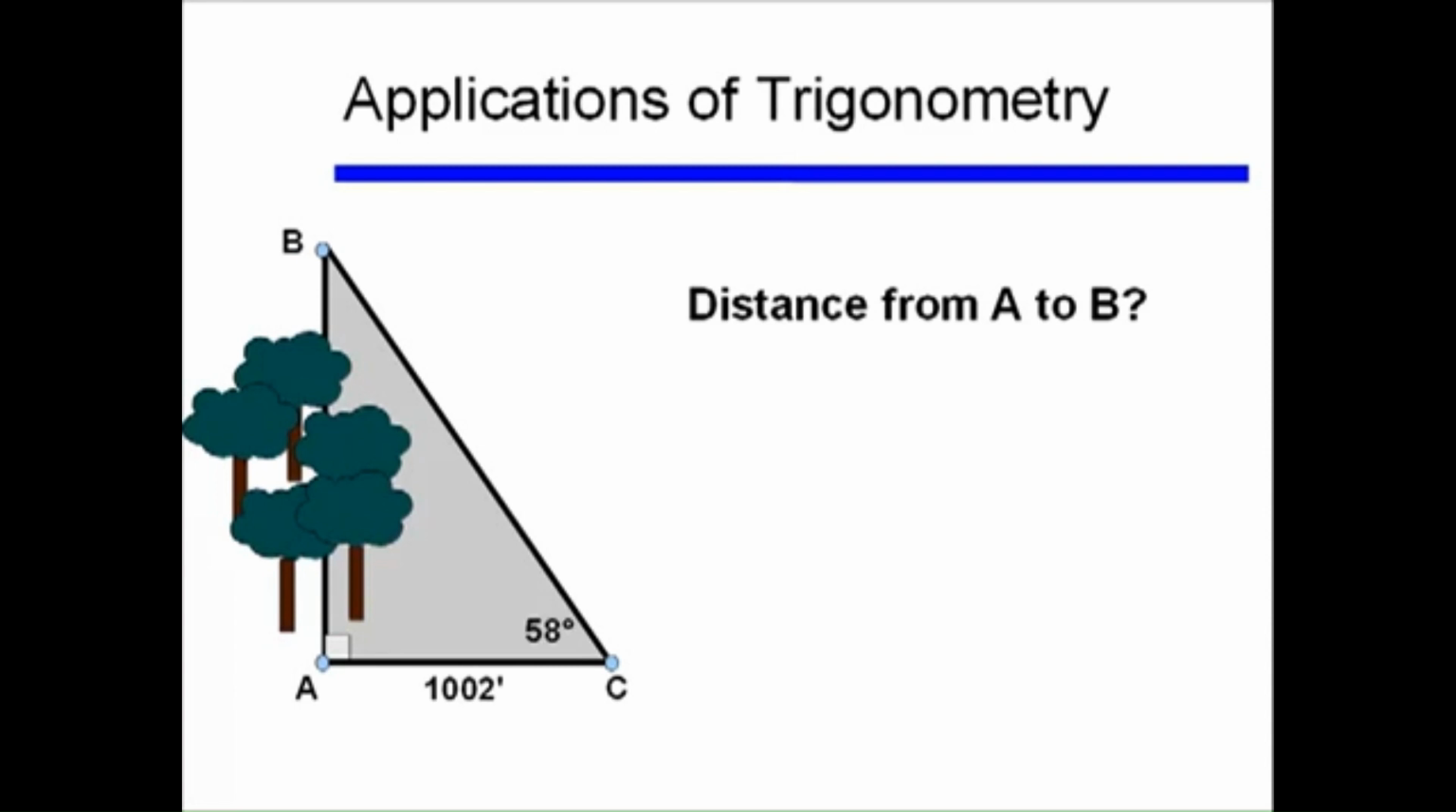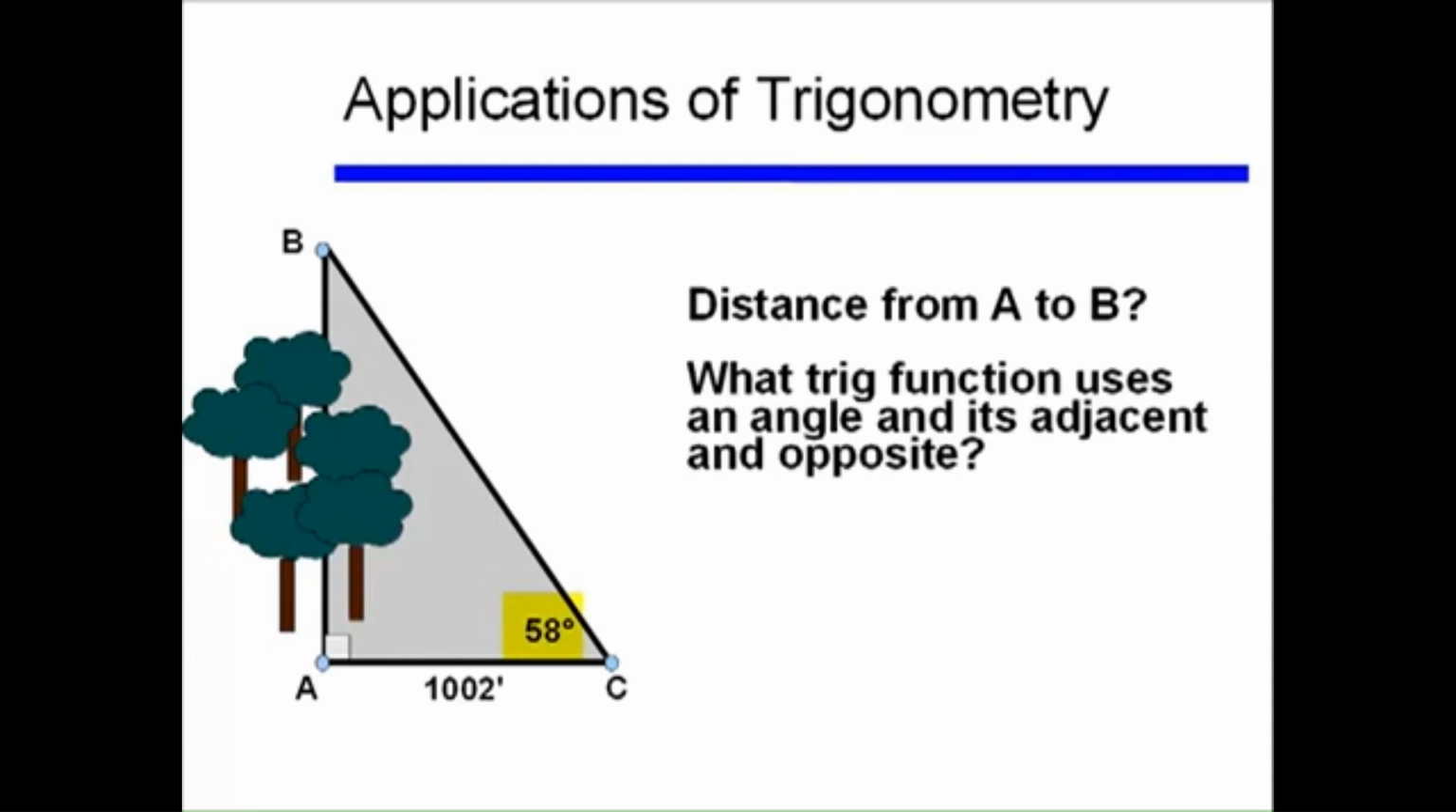But I could get an accurate distance from point A to point C, and that's about 1,002 feet. I can also measure the angle at point A from point C to point B, and I've measured that to be 58 degrees. Well, what trig function uses an angle and its adjacent side and the opposite side? Well, we're going to be using tangent. Tangent of an angle is equal to the opposite side divided by the adjacent side. So we know that we have the tangent of 58 degrees, and that's equal to, well, we're not sure what our opposite side is, but our adjacent side is 1,002.